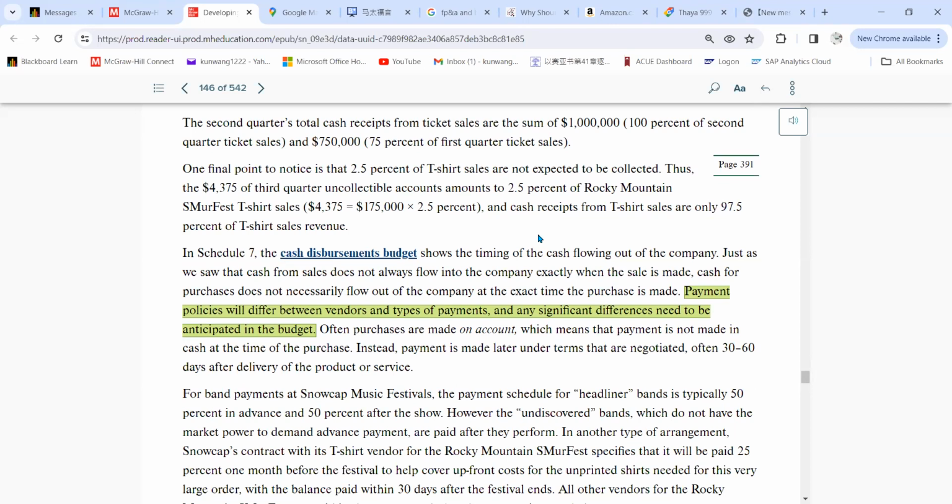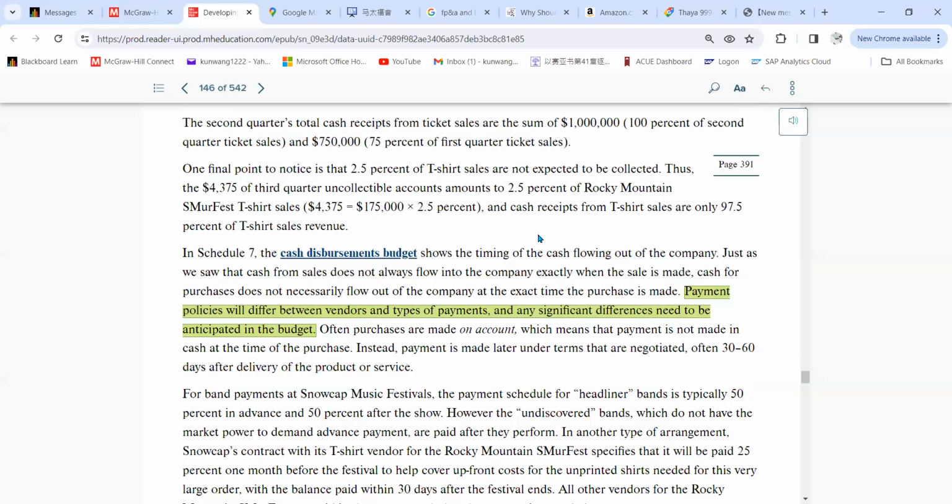We have the purchasing budget, the direct labor budgets, production overhead, and SG&As. So how the payment of the cash will be scheduled for these expenses and the cost depends on your vendor contract and your payment terms.